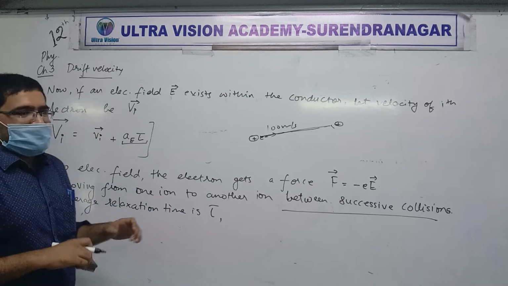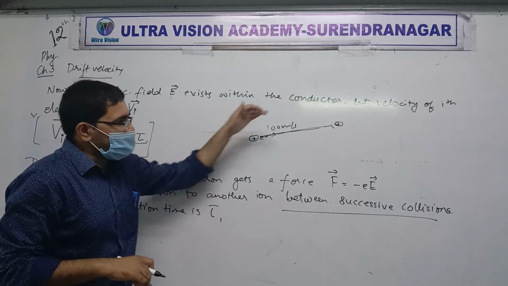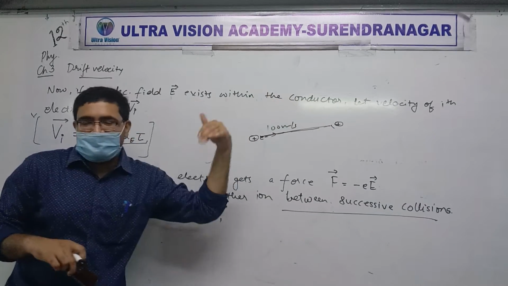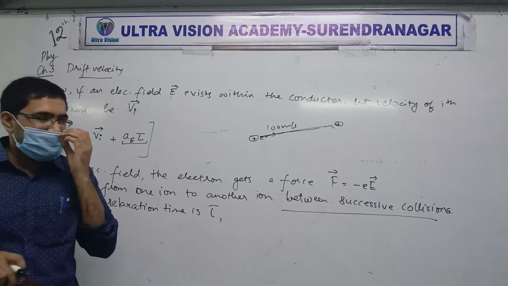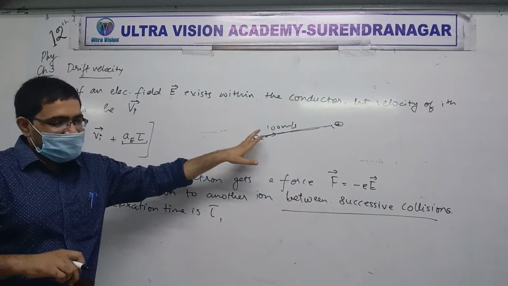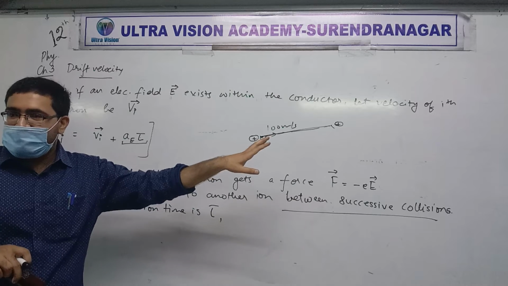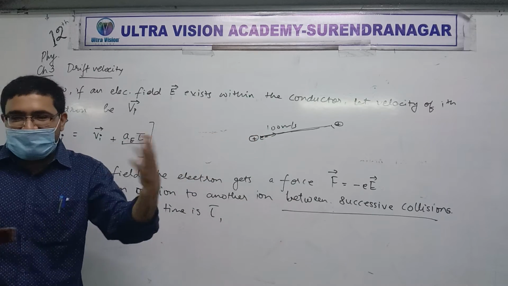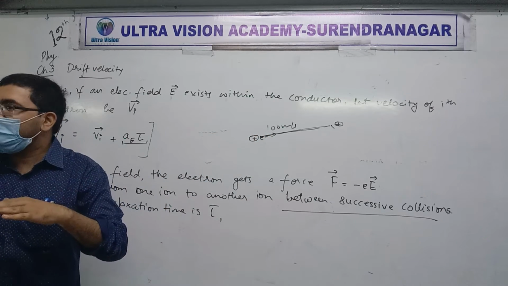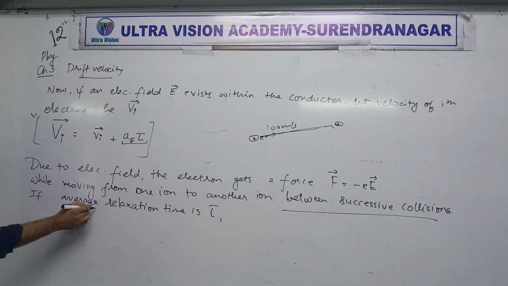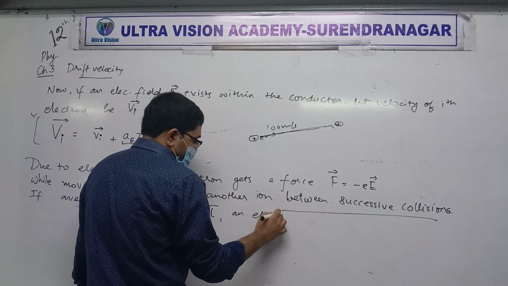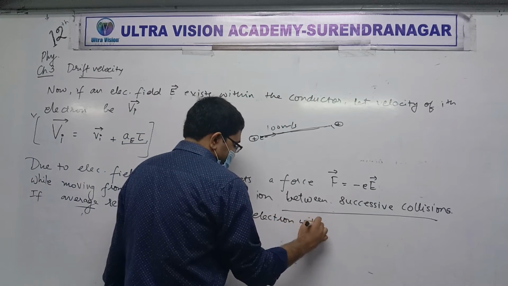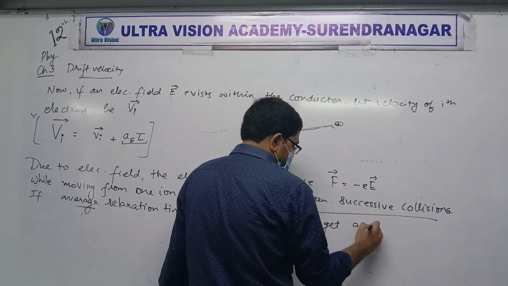Right. Clear? So it goes from here to there, and meanwhile, how much time does it take to go from one to the other? That is called relaxation time. It is not fixed everywhere, remember, because everything is random. Sometimes the time will be more, sometimes less. Okay, so that's why average. So if the average relaxation time is tau, you can say that an electron will get acceleration.